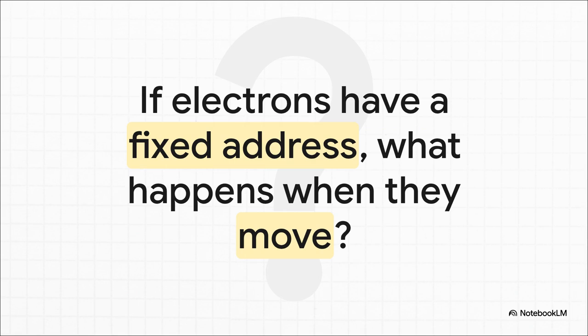But it does leave us with a pretty fascinating question to chew on. If every electron has its own fixed address based on its energy, what does it actually mean when an electron absorbs some energy and moves? What happens when it jumps from one address to a completely different one?